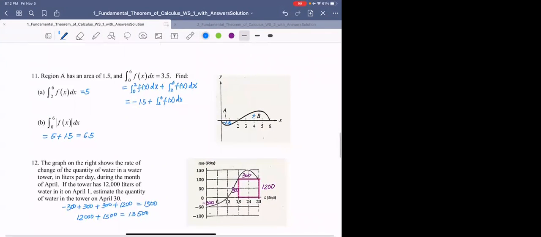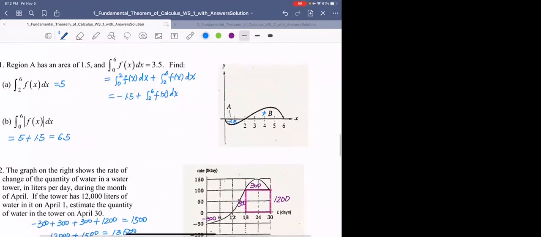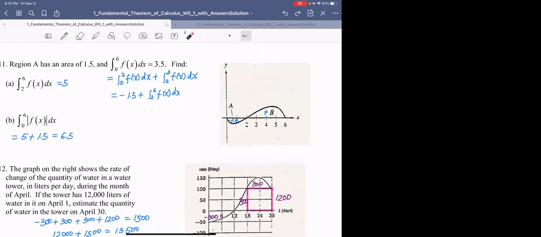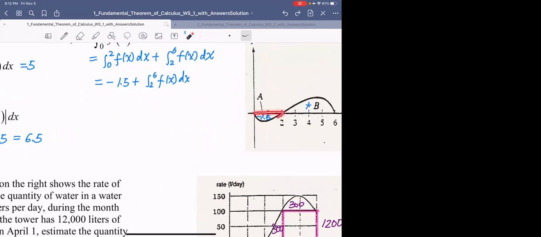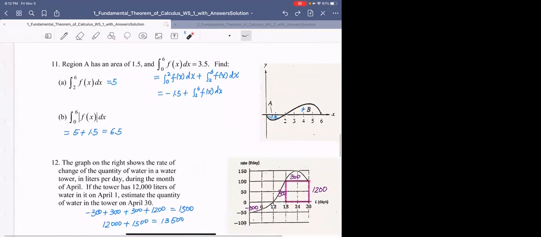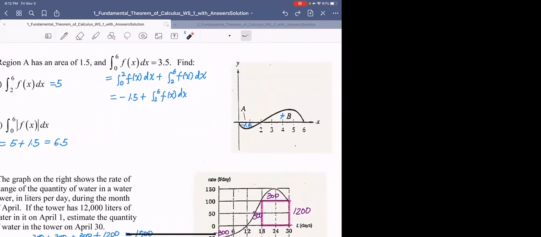We may also have this kind of question. They give you a graph like here. They give you a curve like that. And the region A here, they give you 1.5, but you need to know if it's under the x-axis, the area will be negative. If it's above the x-axis, it's positive, okay? So let's figure this out. They told you from 0 to 6, the total integral is 3.5.